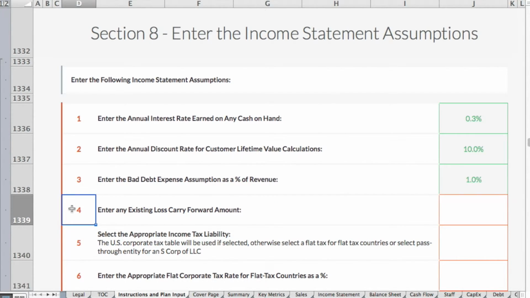The next input is to enter any existing loss carry forward amount. So this is only for companies that have an operating history of losses and have some tax credits. Just put that total amount of loss carry forward here, and that'll be burned up prior to any tax liability.